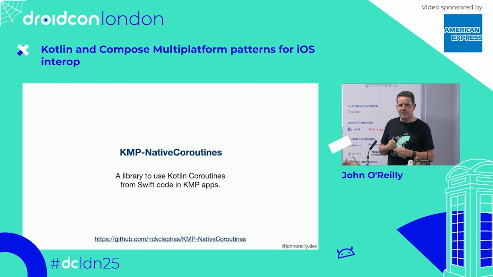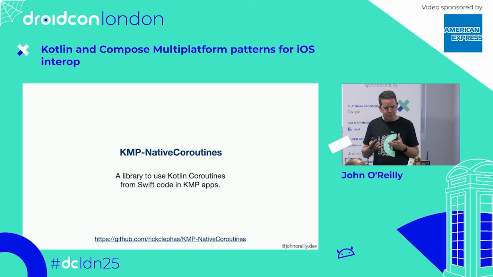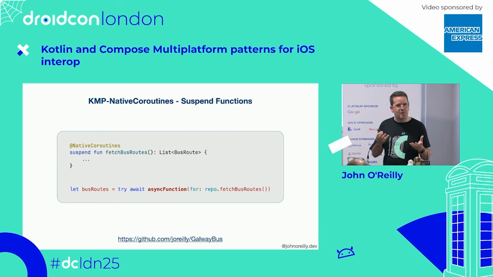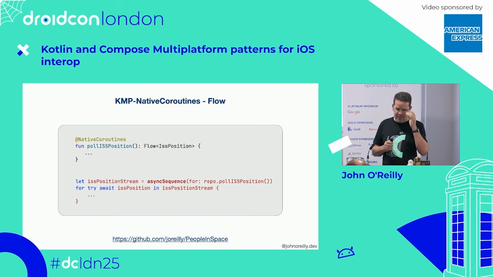Okay, so first of these alternatives is KMP native coroutines. It was one of the first solutions created that provided interop for both suspend functions and flows, along with providing that cancellation support. For suspend functions, we annotate our Kotlin functions with @NativeCoroutines, and then in Swift use the library's async function to invoke, and can use then with Swift's await. Likewise with flows. In this case, using the library's async sequence function to convert the Kotlin flow to a Swift async sequence. And you can then use Swift's for await in this case to iterate over the values collected from that Kotlin flow.